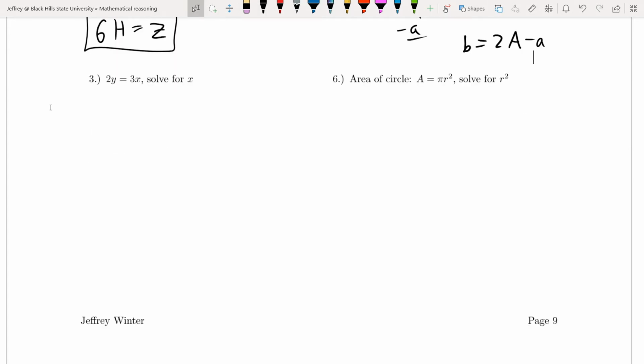For number 3, we're just solving for x. So to solve for x, we need to essentially divide both sides by 3. And we get 2y over 3 equals x.